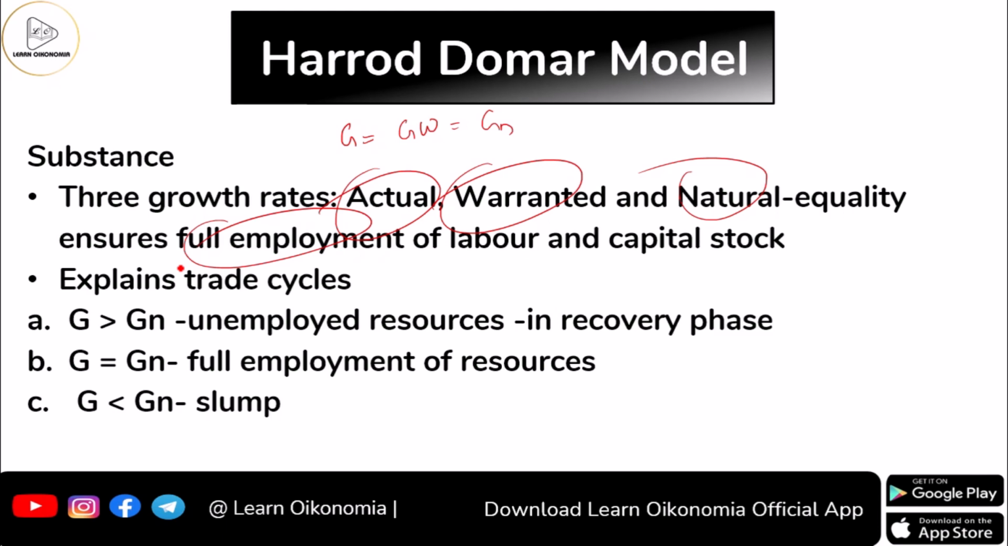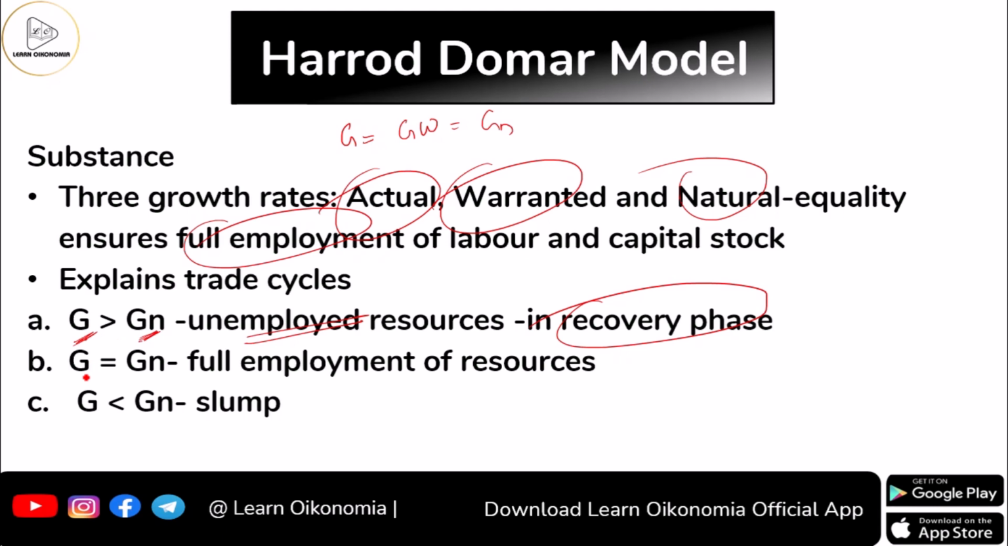And also this model explains trade cycles very well. And how? Here you need two growth rates, the actual growth rate as well as the natural growth rate. If your natural growth rate is lesser than the actual growth rate, that means your actual growth rate is more but your natural growth rate is less. You will have some resources but you are not fully utilizing them. That means you are discussing a situation of unemployment of resources, where certain resources are unemployed. This will happen in the recovery phase of the economy. The economy might have been in a recession before, but now it moves from recession to recovery.